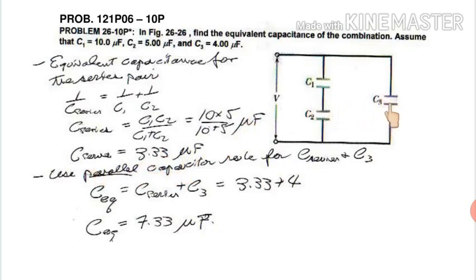Now this equivalent capacitance, this 3.33 microfarad, is in parallel combination with C3. Now we have to calculate the equivalent capacitance of these two. We know for a parallel combination, how can we calculate the equivalent capacitance? Simply by adding them.